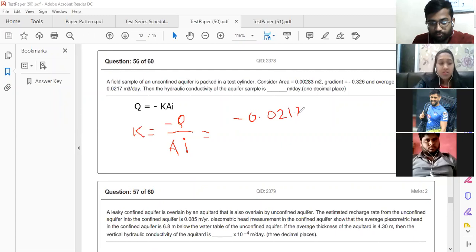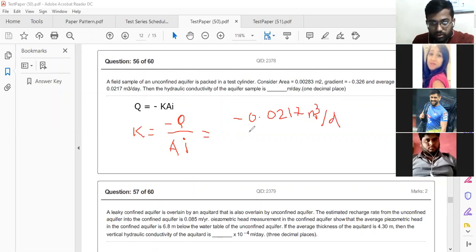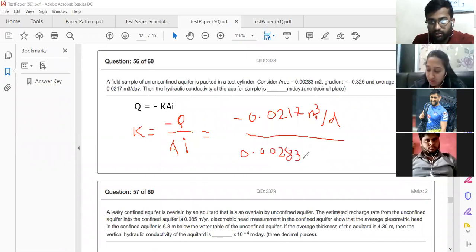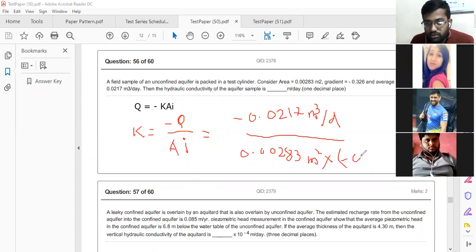So it is 0.0217 meter cube per day divided by area in meter square, 0.00283 meter square, multiplied by gradient, which is minus 0.326. See here, many people have doubt about this minus sign.